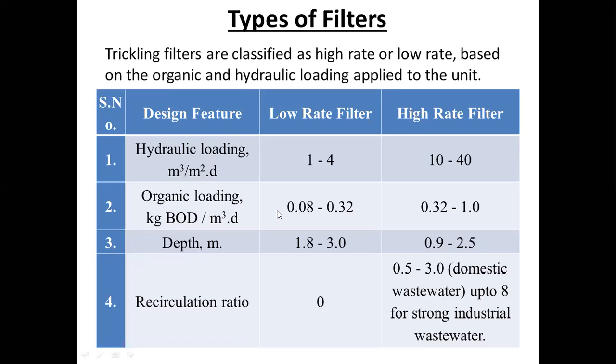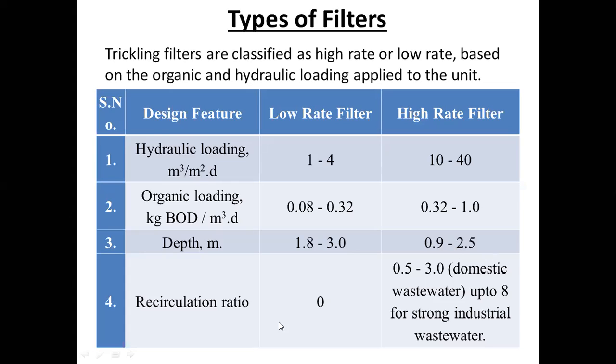Means you can see the comparison between these two, how efficiently the high rate trickling filter will work. Then the organic loading rate will be 0.08 to 0.32, and for high rate it will be in the range of 0.32 to 1. And for the filter media, what is the depth? Filter media depth, you can say, is 1.8 to 3 for low rate, and for high rate it will be 0.9 to 2.5.